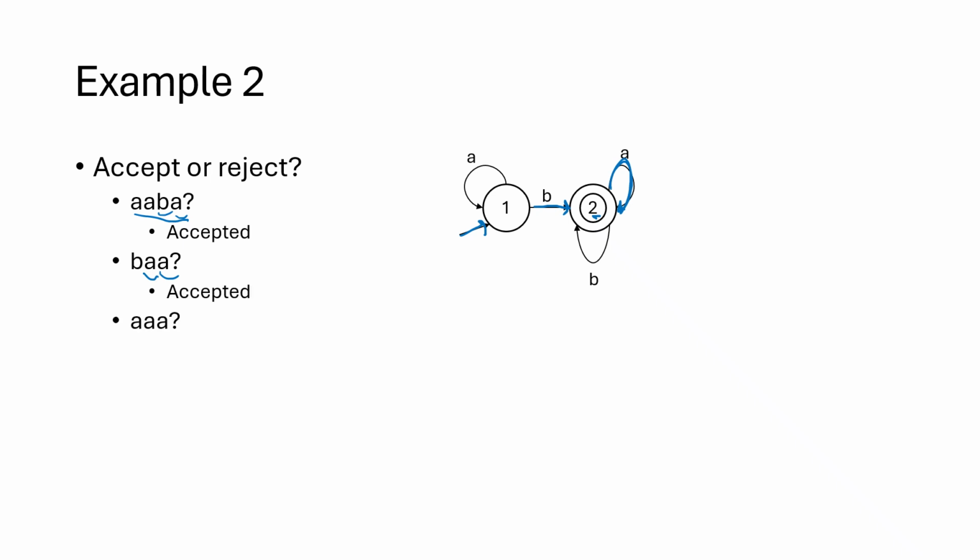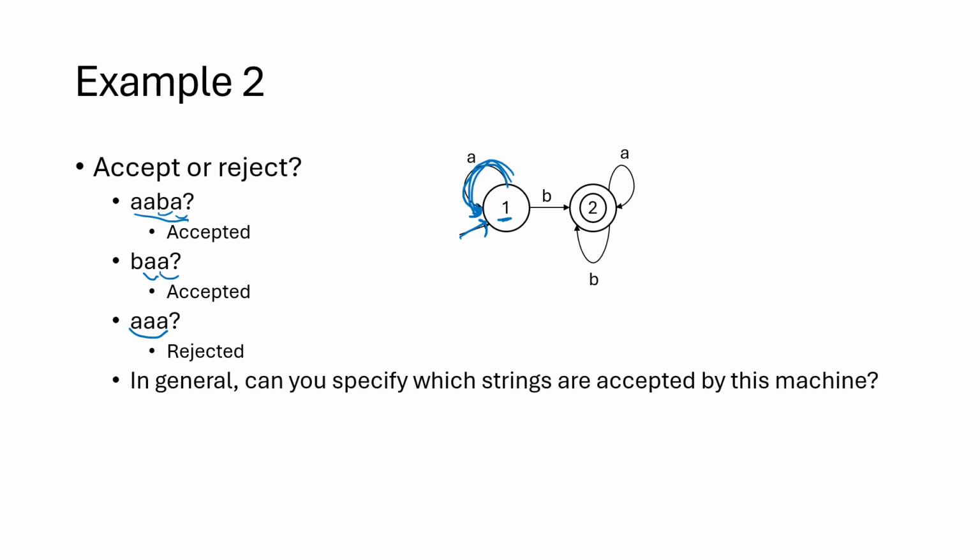And here's another one, AAA. So 3 A's is our input. Let's see how that works. Starting from the initial state, which is 1, A, we stay at 1. Second A, we stay at 1. Third A, we stay at 1. So after reading the entire input stream, we ended up at state 1, which is not an accepting state of the machine. And that means that AAA is rejected by this machine.